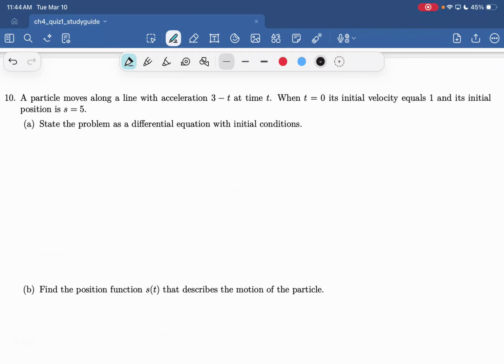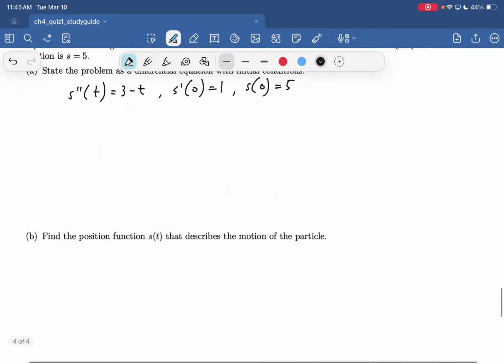Next question, a particle moves along a line with acceleration 3 minus t. So we're given the acceleration. We know that's the second derivative. So the second derivative is equal to 3 minus t. And we're given two initial conditions. The first is that the initial velocity is 1. And the second is that the initial position is 0.